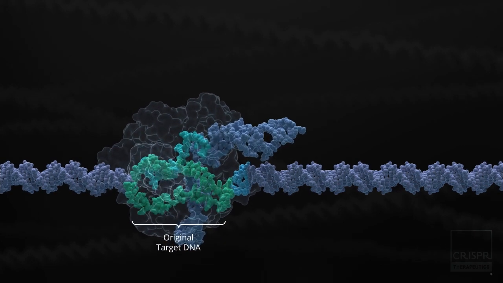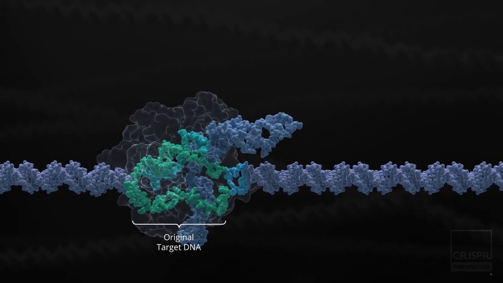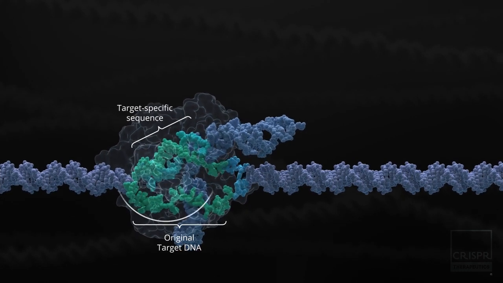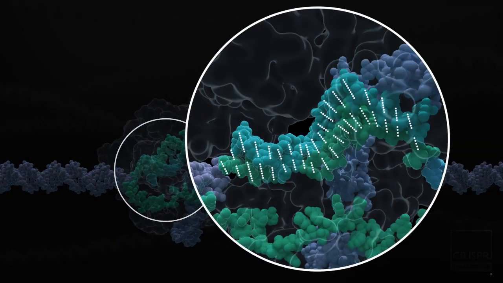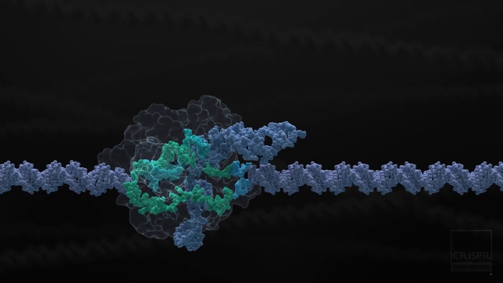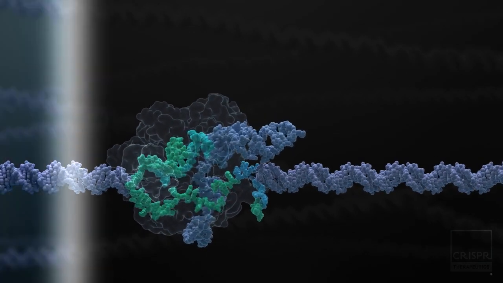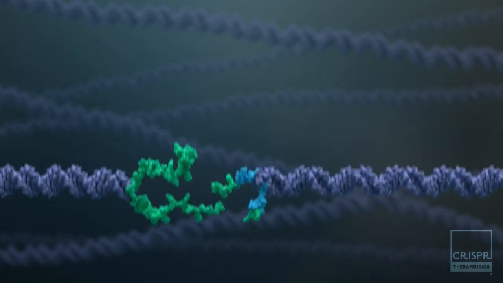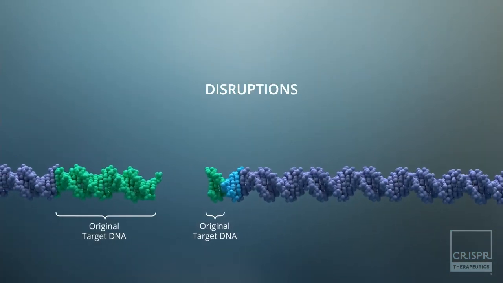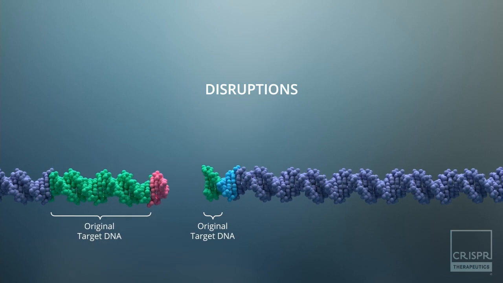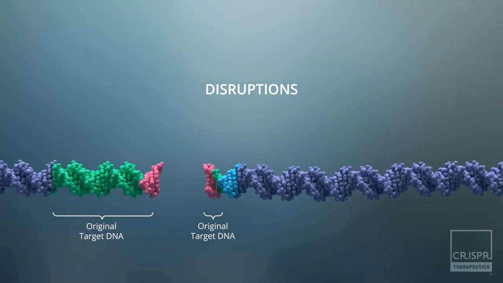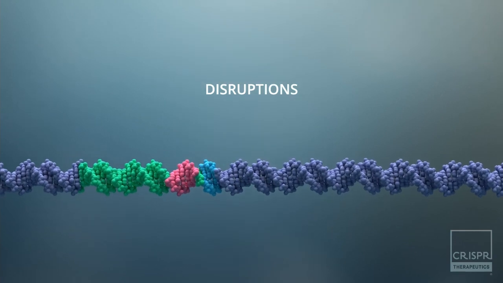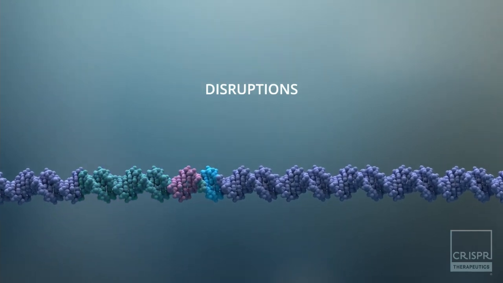This initiates unwinding of the DNA helix, which allows the guide RNA to pair with a specific target sequence in the DNA. If the sequences pair precisely, Cas9 cuts the DNA, forming a double-strand break. Our cells respond to such breaks by activating natural DNA repair pathways. In some cases, a process called non-homologous end joining results in the addition or deletion of a few base pairs, which disrupts the original DNA sequence and can cause gene inactivation.